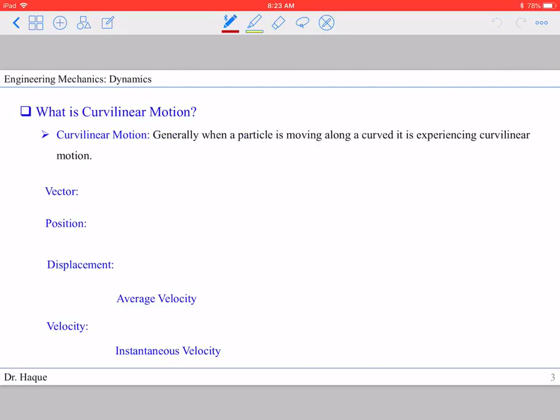So what is curvilinear motion? Generally, when a particle is moving along a curved path, we can say it is experiencing curvilinear motion. For example, if we have a particle that is moving along this path, and this is my particle, then we can say this particle is having a curvilinear motion because it's following a curved path. You can see the particle at every instant, every position is changing its direction and position.